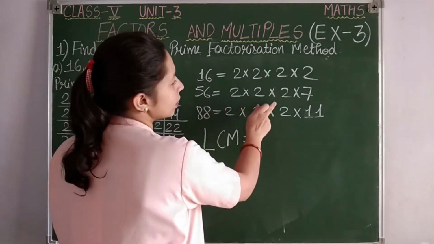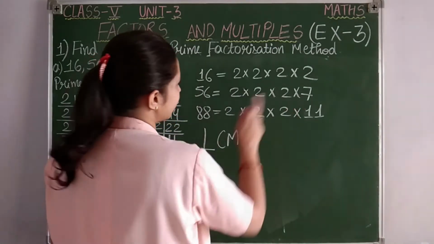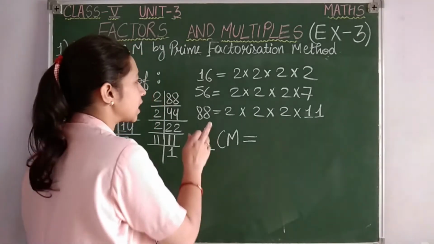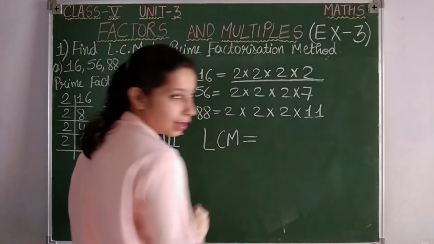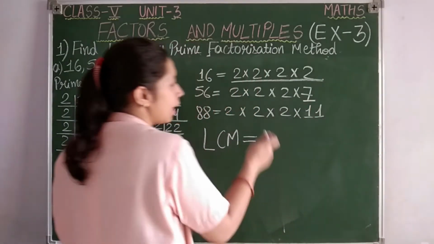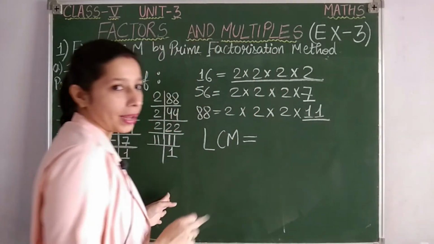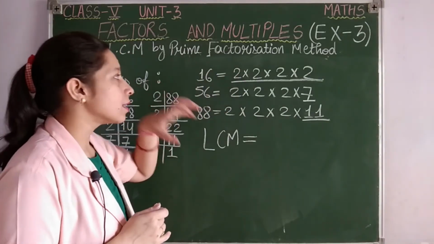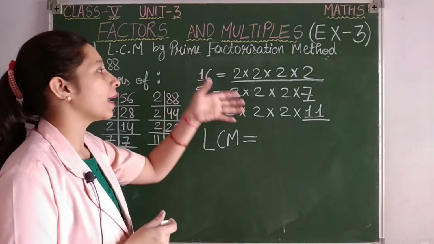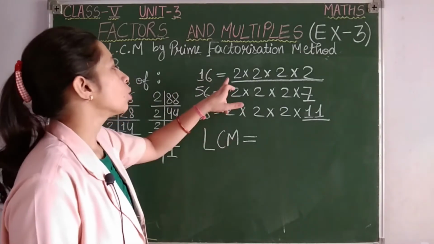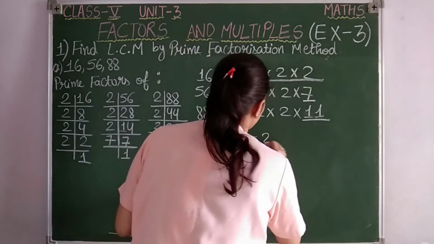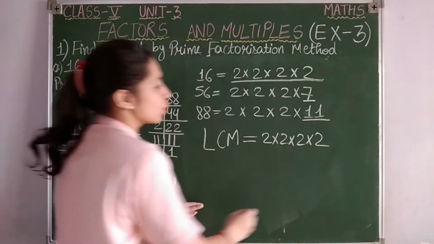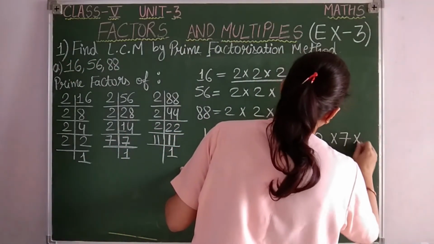Here in 56, 2 is only coming 3 times and one 7. For 88, 2 is appearing 3 times and one 11. So the maximum number of 2s is 4. Okay, the maximum number of 7s is 1. The maximum number of 11s here is 1. Understood students? For LCM you will just take such prime numbers which are appearing the maximum number of times. Okay, so here 16 is appearing 4 times, na? So this I will be taking 2 into 2 into 2 into 2. Got it? Then 7 is only appearing 1 time and 11 is appearing 1 time.